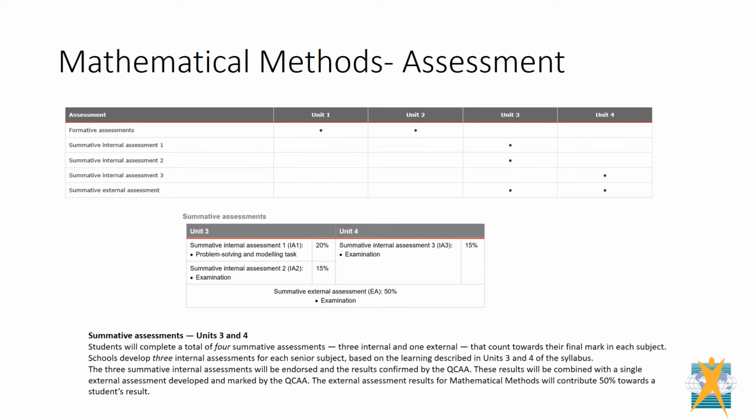And you can see in the summary table just below on the PowerPoint slide the 20% for the problem solving and modelling task, the 15% for the summative internal assessment, which is an exam, and Unit 4's exam as well. And then finally, the really, really important one, 50% for the external exam. This is an exam unseen by the teachers and the students, so they're preparing all the way from Year 11 through Year 12 for this exam because it's worth the most.